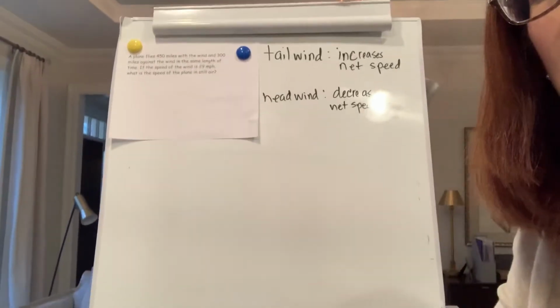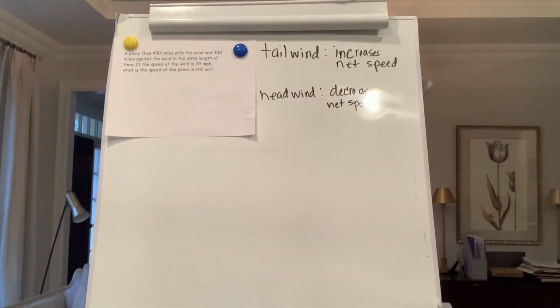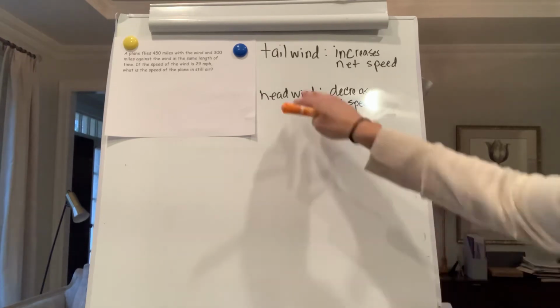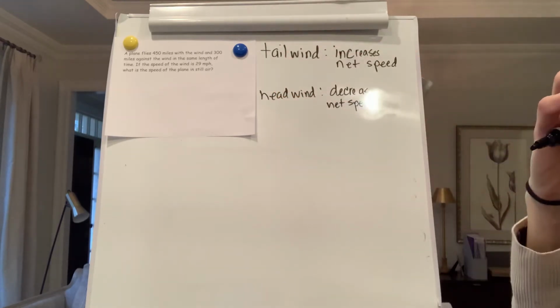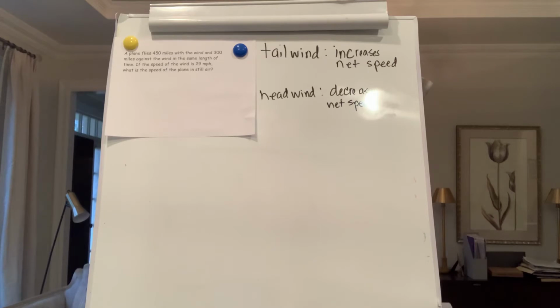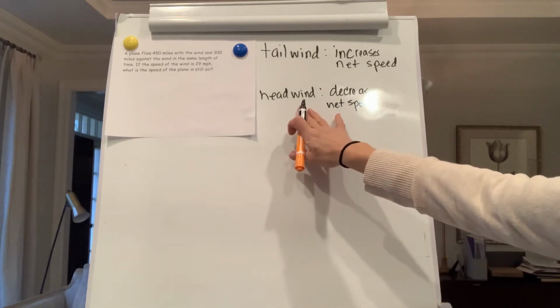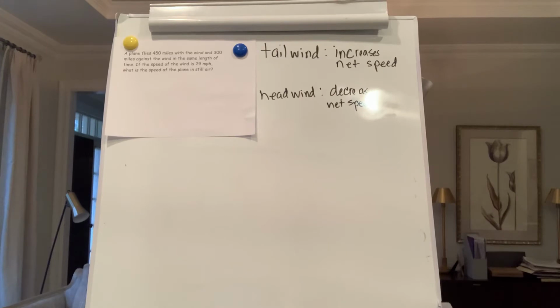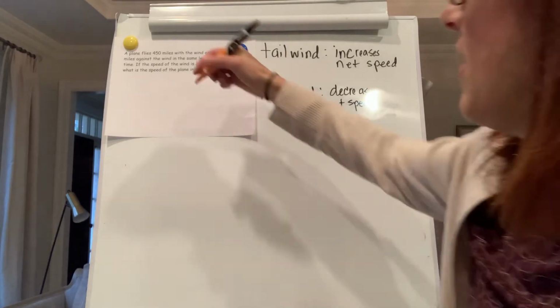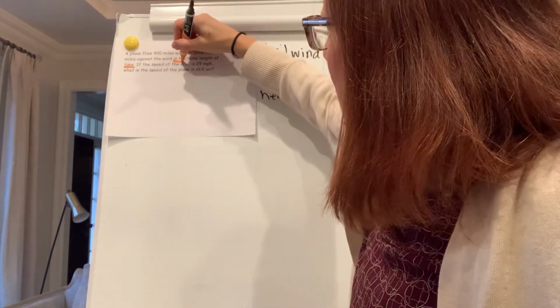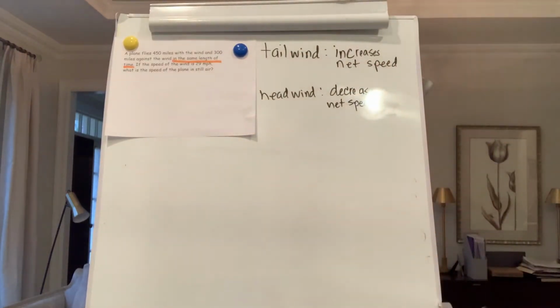We have a little glare there, so hopefully you can read that. A plane flies 450 miles with the wind. With the wind means that it's helping, it's a tailwind. And 300 miles against the wind. Flying against the wind is a headwind. It decreases my speed in the same length of time. So again, the thing that we know that is equal here is the same length of time. If the speed of the wind is 29, what is the speed of the plane in still air?